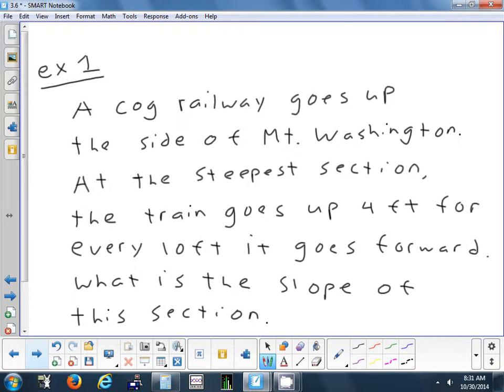Right, so let's take a look at our first example. Okay, this one is about the cog railway that goes up the side of Mount Washington. Has anyone ever been on that? Cog railway? It's really pretty cool. If you have a chance, it's an extremely steep train ride.